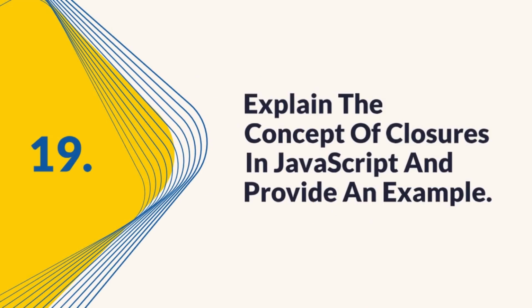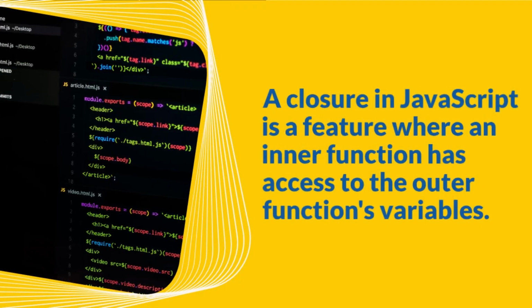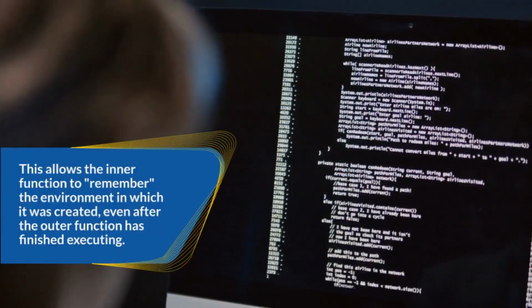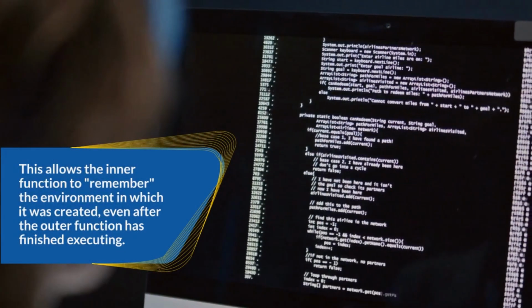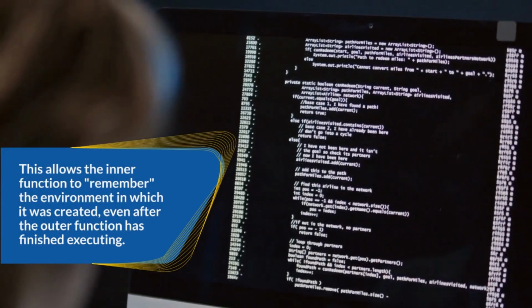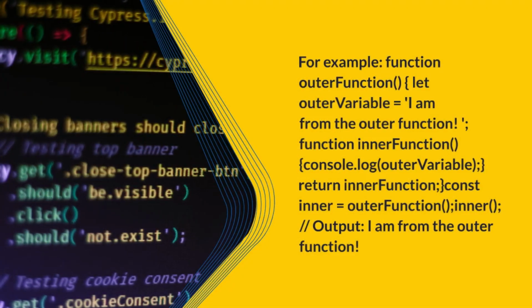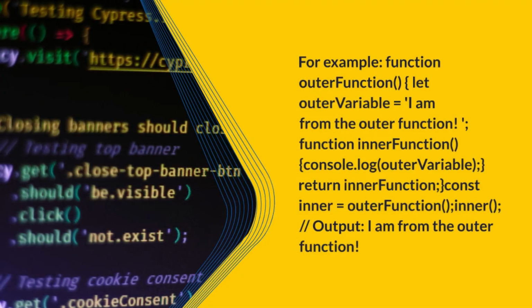19. Explain the concept of closures in JavaScript and provide an example. A closure in JavaScript is a feature where an inner function has access to the outer function's variables. This allows the inner function to remember the environment in which it was created, even after the outer function has finished executing. For example, function outerFunction, let outerVariable equals "I am from the outer function".